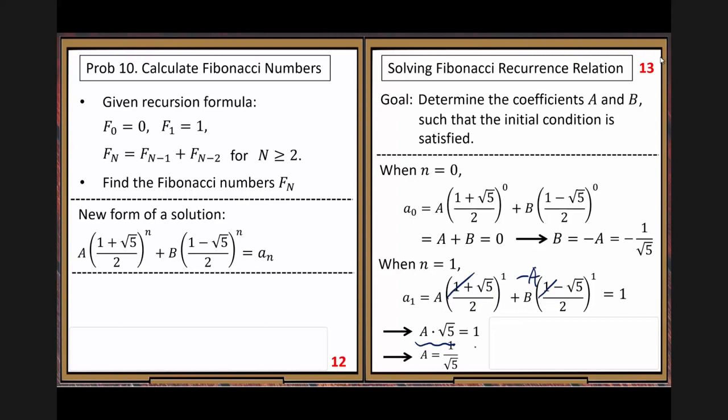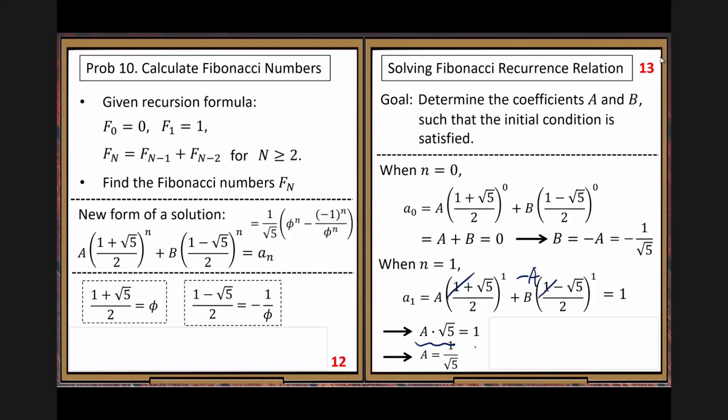Can we write the final formula? In order to make it simple, we use the golden ratio symbol phi, 1 plus root 5 over 2, and 1 minus root 5 over 2, which is negative 1 over phi. So with these two symbols, we have this final formula explicitly. Taking out the common factor, that's the final Fibonacci formula.